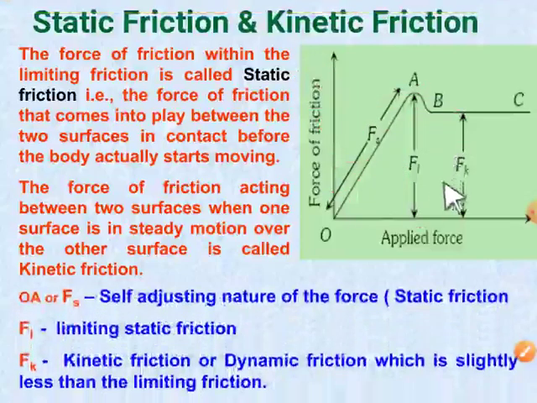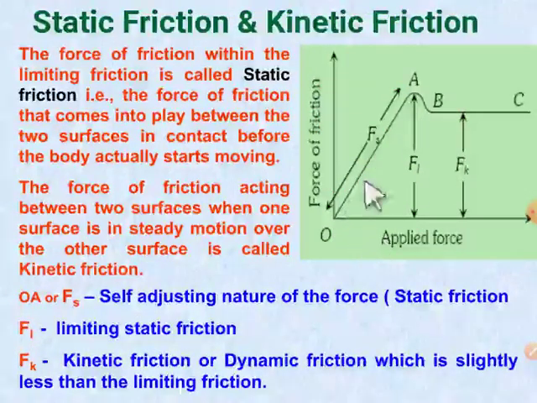Now see, here in the diagram, OA represents the self-adjusting nature of the force, that is static friction. That means as the applied force increases, static force or force of friction will also correspondingly increase. And FL is known as the maximum static friction, FL meaning limiting friction. So that limiting friction will be obtained from here. That means the highest point for the static friction in the graph we call limiting friction.